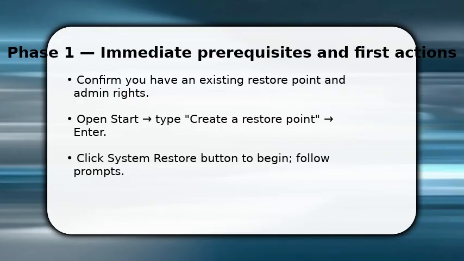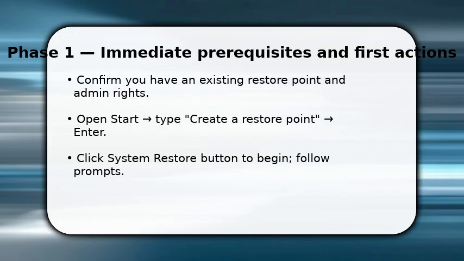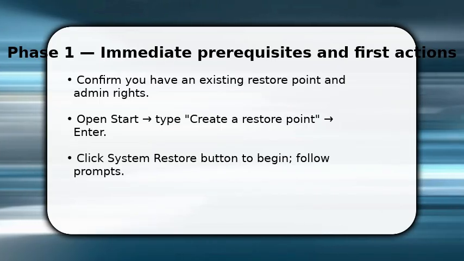You begin by opening the System Protection dialog because that is where Restore Points live. Once done, make sure you have administrator rights and at least one restore point listed. Click the System Restore button now. This launches the wizard that walks you through available points.